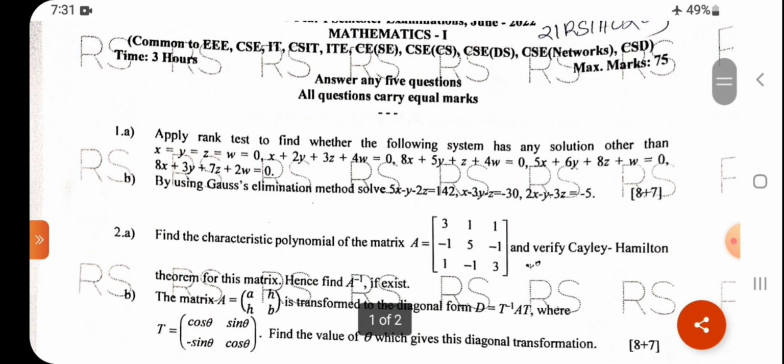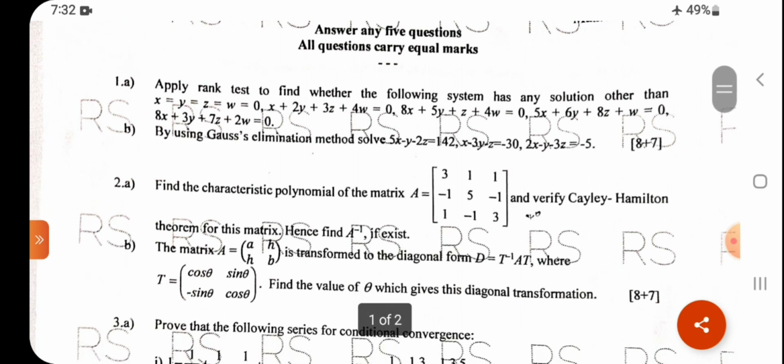Right. Next, 1b bit. By using Gauss elimination method, solve 3 equations with 3 variables given here. You can directly apply Gauss elimination method and find the solution. That solution must match with your calculator solution. So when that is the same, definitely you will get the marks.